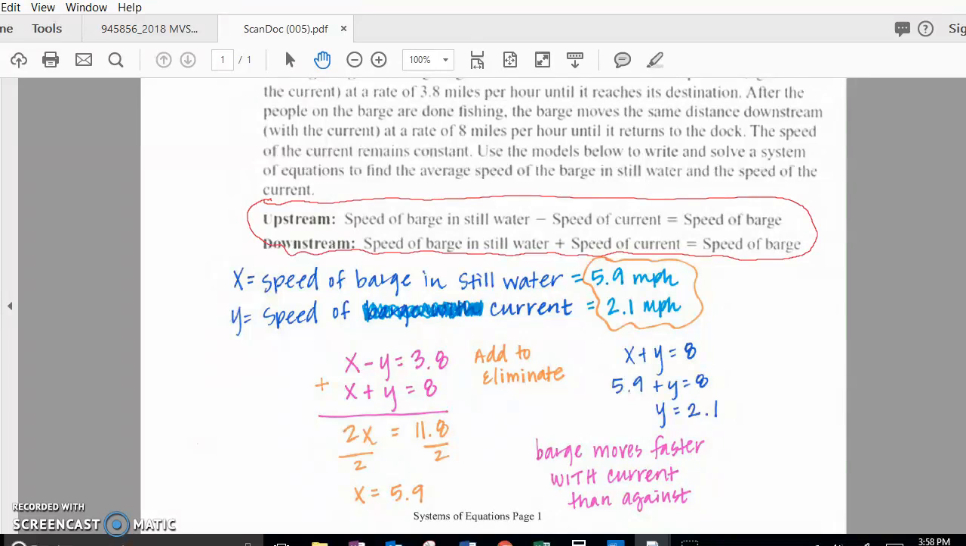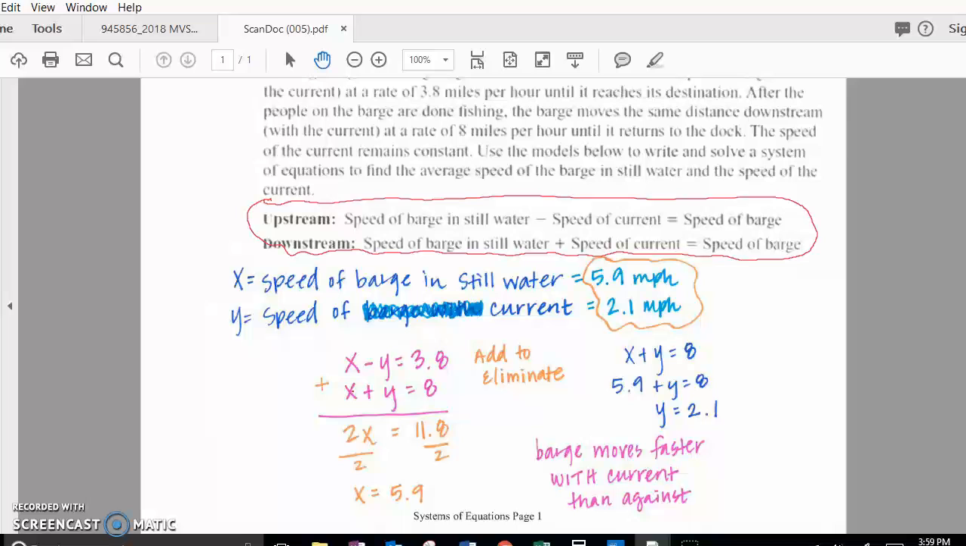When you take the speed of the barge in still water working against the speed of the current, y, so you subtract the two, it's going to travel slower at 3.8 miles per hour. But when you take the speed of the barge and the speed of the current and they're working together, it's obviously going to go faster, which is 8 miles per hour.